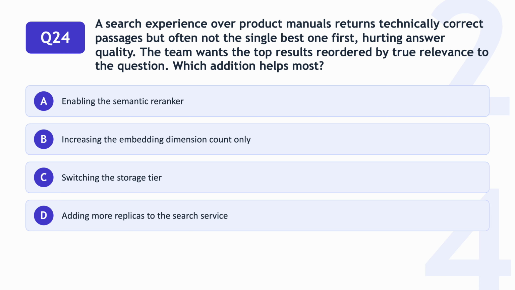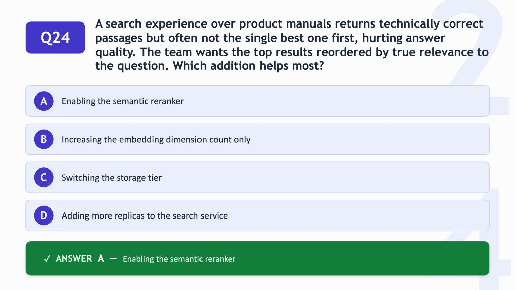A. Enabling the semantic re-ranker. B. Increasing the embedding dimension count only. C. Switching the storage tier. D. Adding more replicas to the search service. Pause the video if you don't want the answer yet. Correct answer, A. Enabling the semantic re-ranker.